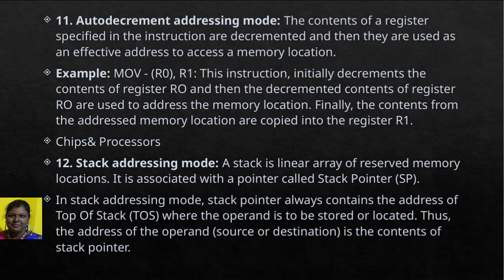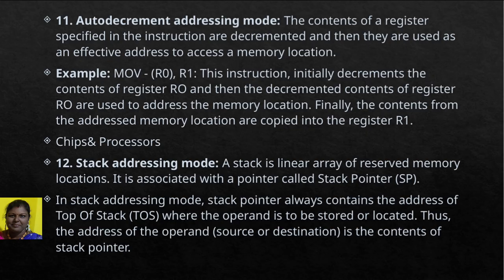Here, we decrease the value in a register before using it to access memory. For example, when we say MOV -(R0), R1, we first subtract 1 from R0, then use that new value to find the memory location, and finally copy the data into R1.